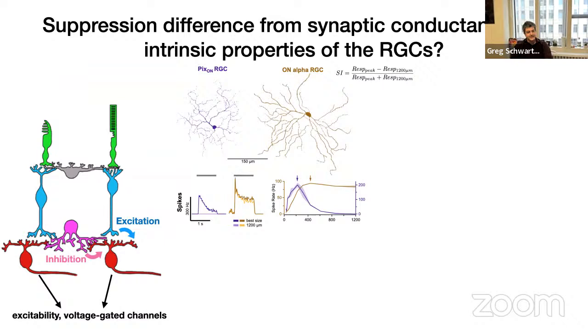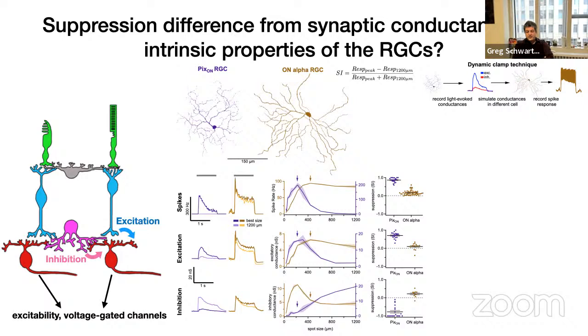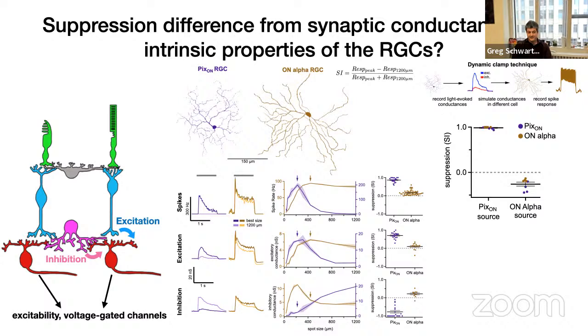Let's just go over what the predictions would be. If the surround suppression was controlled by the ion channels in the cells themselves, the identity of the cell should control surround suppression, right? Whereas if it's controlled by the conductances, the identity of the conductances should control surround suppression. The answer is very clear. Surround suppression is controlled by the identity of the conductances, not the identity of the cells.